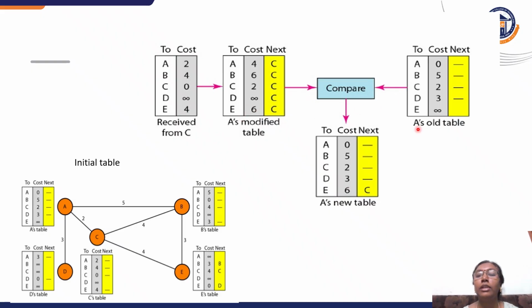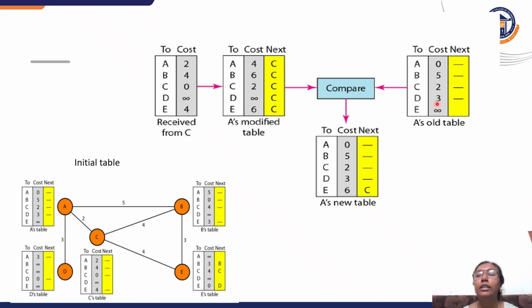So we compare A's old table with A's modified table and calculate A's new table. Where A's old table and modified table are compared, only the least cost route is taken. A with cost 0 is the least cost route, so 0 will be taken. A to B is 5 versus 6, so 5 will be taken, which is the least cost. A to C is 2 in both, so 2 will be taken.